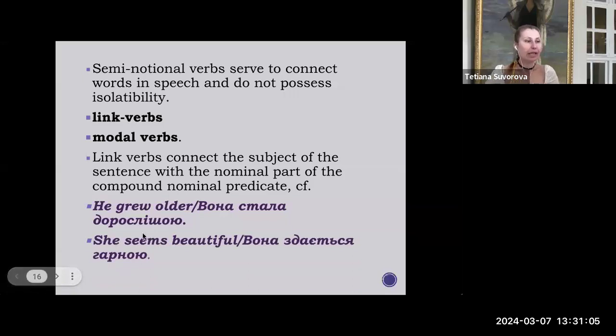One more typical English link verb is the verb to seem, after which we use also adjectives, not adverbs, because we express the state. In the Ukrainian language as well: вона здається гарною. Здається, so it's also a link verb, because it can be substituted by is, to be. Вона є гарною. She is beautiful. You see? It's like a synonym, but with a specific shade of meaning.